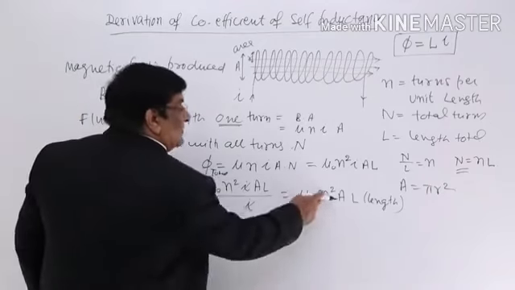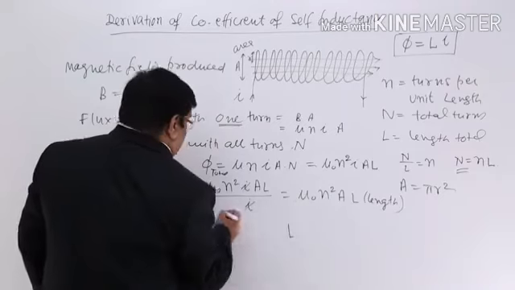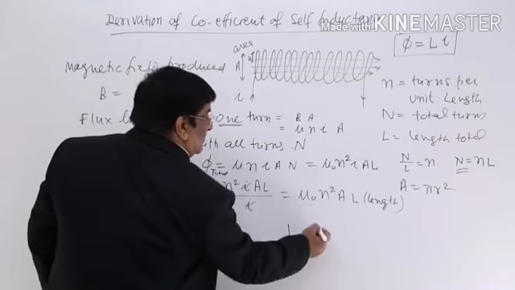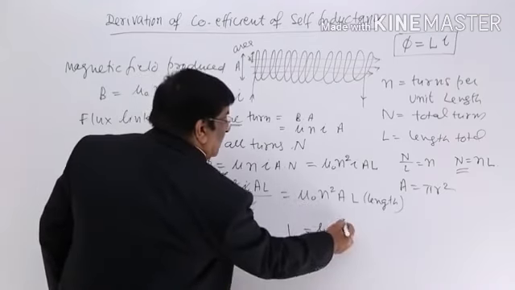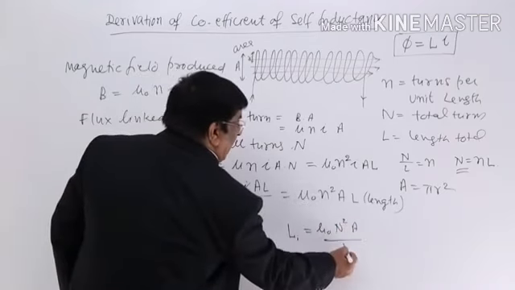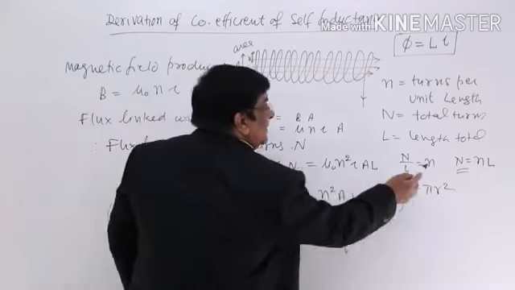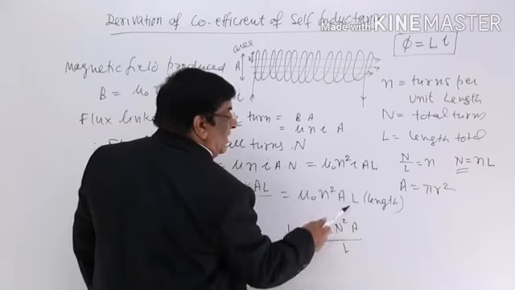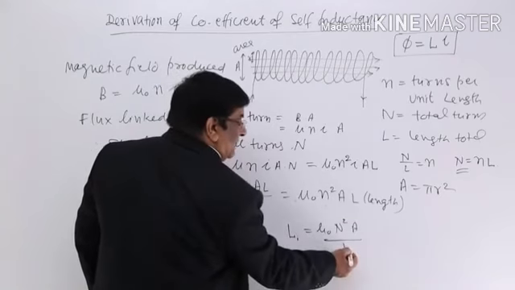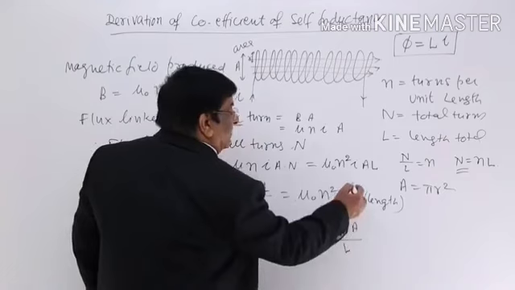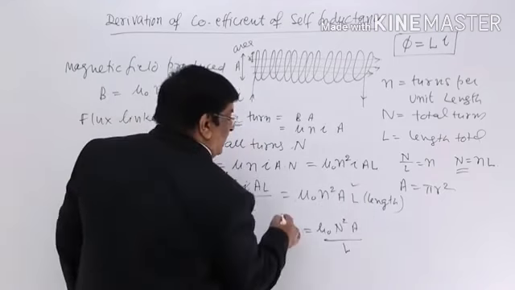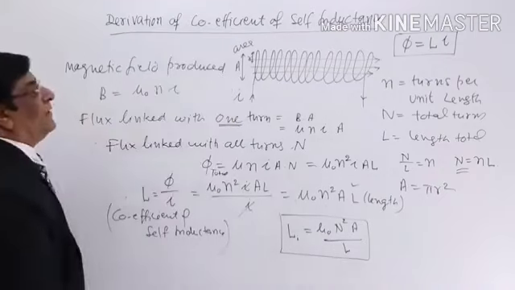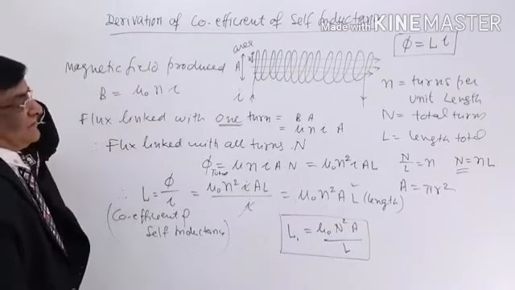If we convert it into capital L, then this inductance is equal to mu naught N square A upon L, because this small n is equal to N upon L. So this will be N square upon L square, one L will be cancelled, and this will be the term. Mostly we are using this term. But both are correct. Inductance is equal to this. So this is the expression of self inductance.